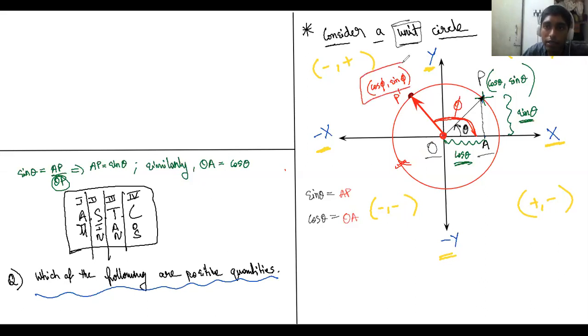Now a very important point. If the coordinate of P dash, assuming that phi is an angle greater than 90 but lesser than 180, then it will belong to this second quadrant. But in the second quadrant, we know that the x coordinate is always negative and the y coordinate is always positive. That means for any theta between 90 and 180, cos theta will be negative and sin theta will be positive.